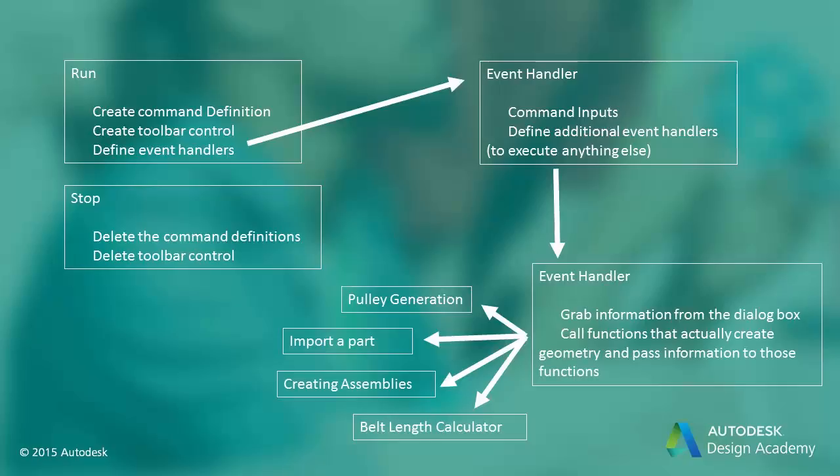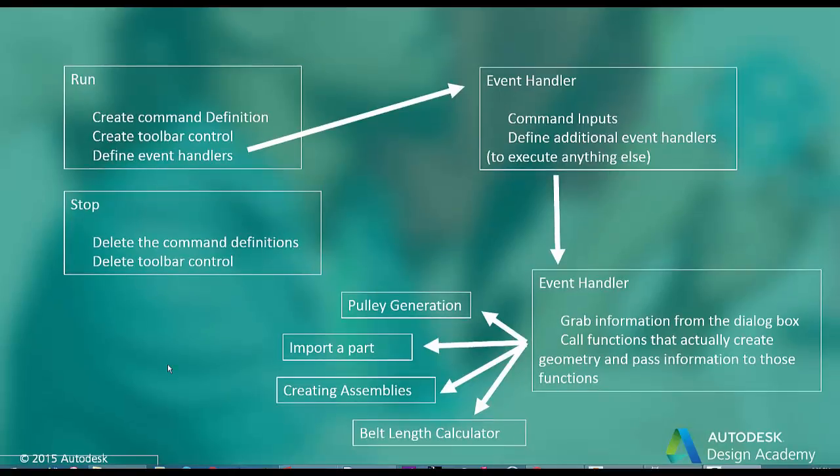These are the different sections of our code. We have the run and the stop function. Now, inside of my run function, this is where it's going to start, and we've already talked about how we create command definitions here. We create a toolbar control, so this creates our button, and then we link that to an event handler. So if they ever press a button, it goes into an event handler. That event handler is called the command created event handler. If they press the button, that command created event handler is what's linked to pressing that button.